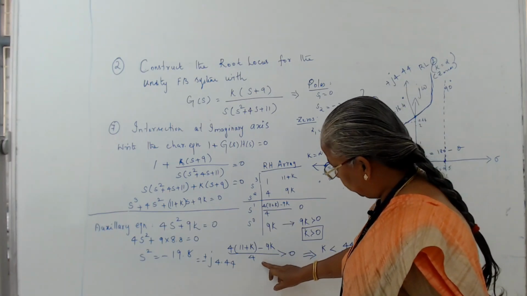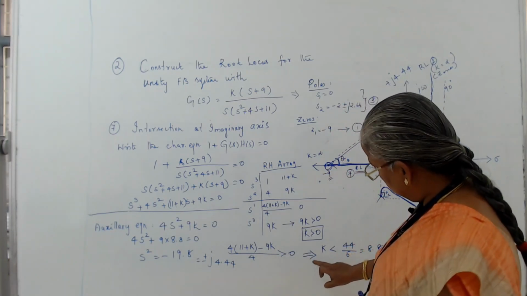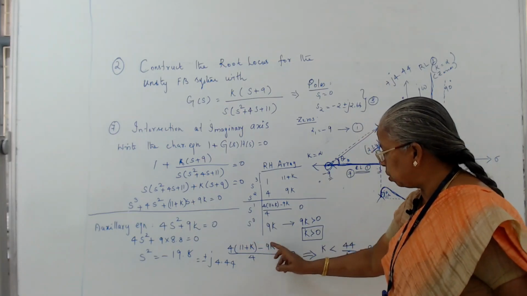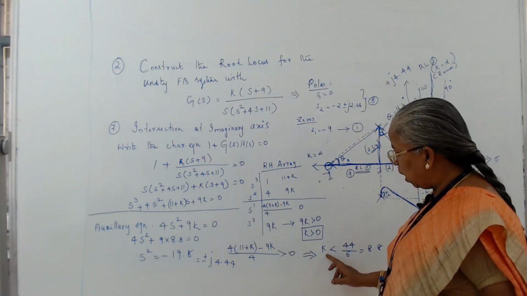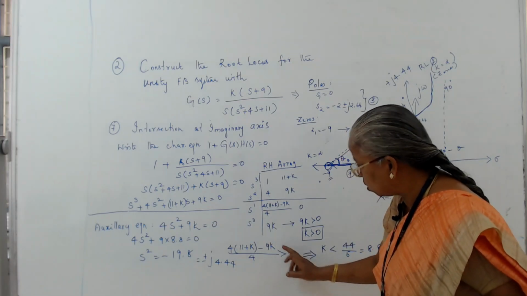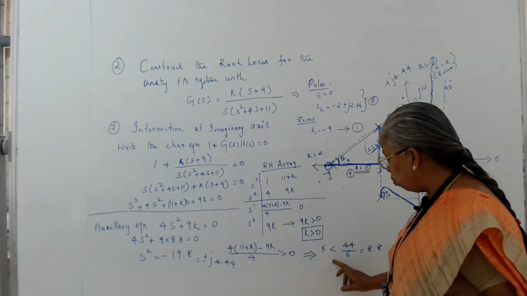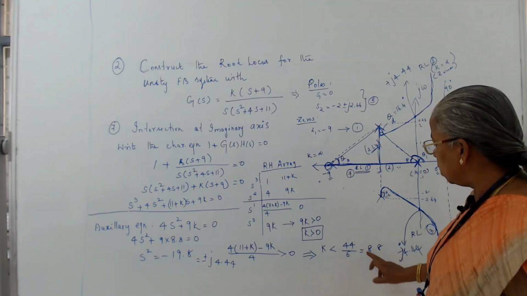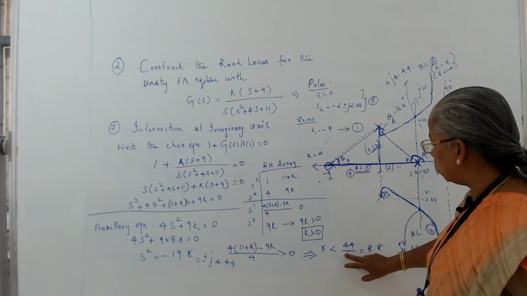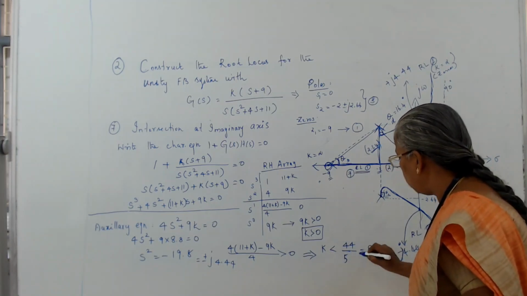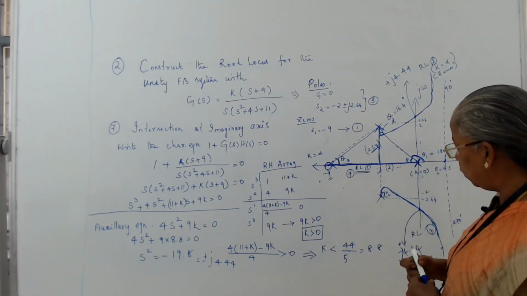So if it is to be greater than 0, what should be the value? This you need to solve for k, and this k should be less than, right? This is also to be greater than 0 means my value of k should be less than 44 by 5. Okay, so that is equal to 8.8. So this is 5, right? 44 by 5. So that is equal to 8.8. That is the value of k.